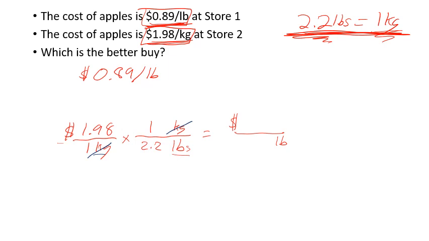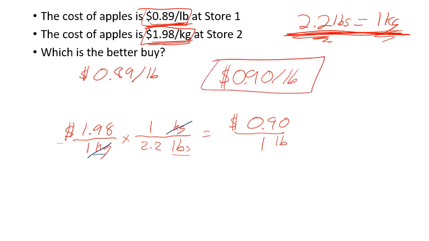So I'm just going to do that into my calculator. I'm going to go 1.98 divided by 1 times by 1. You don't have to do that. You just go 1.98 divided by 2.2, and that equals 0.90 per 1 pound. Okay. So in other words, at store number 2, it is going to be 90 cents, or in other words, 0.90 per pound. So which one is the better deal? They're almost identical, pretty much, but technically speaking, I guess store 1 is the better deal by 1 cent per pound.